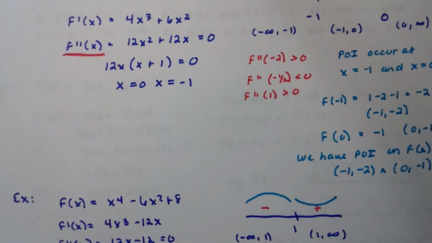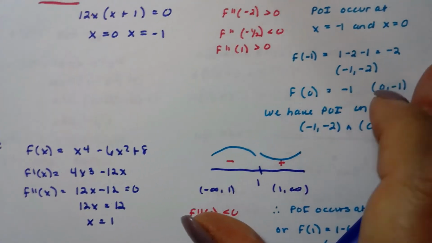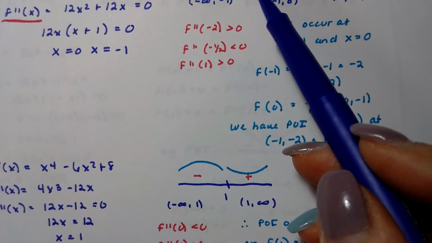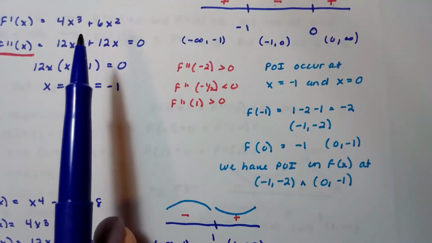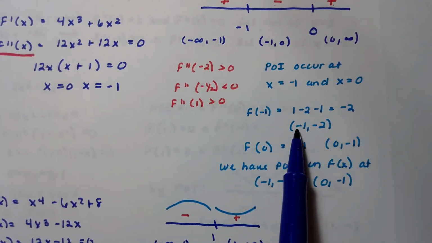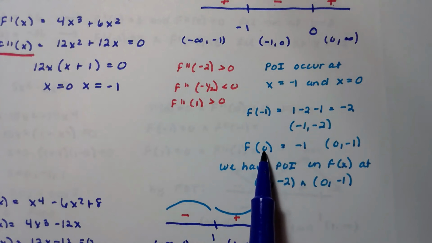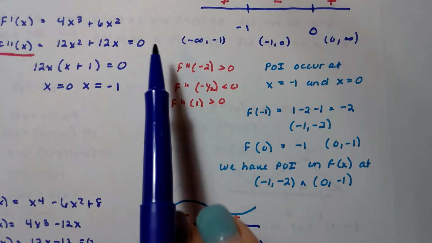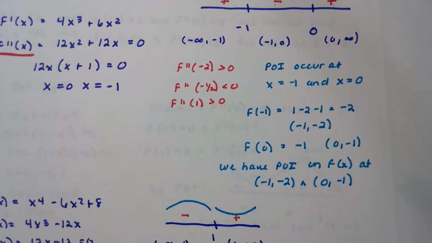Oh, and by the way, I put here, if you wanted the actual xy coordinates of those points, all you have to do is take your inflection points and plug them back into the graph of f. And I did that here. f of -1 gives me a -2, so I'm going to expect the concavity to change on the graph of f at -1, -2. And if I plug a 0 in here, I get a -1. So at the point 0, -1, I also expect the concavity on the graph of f to change.